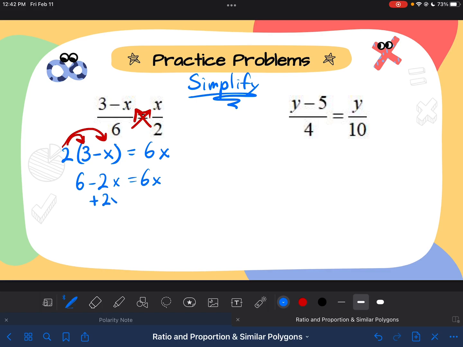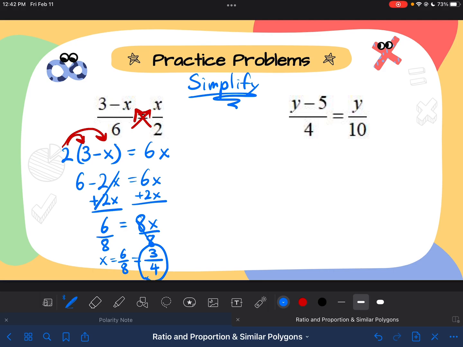Now, make sure the like terms always stay together. So I'm going to add 2x on both sides. By doing so, you get 6 equals 8x. Now, we can also divide this by 8 because we're solving for x. So if we do so, x is equal to 6 over 8, but you can also simplify it by dividing it by 2. So it becomes 3 over 4. And that will be your answer. Okay?